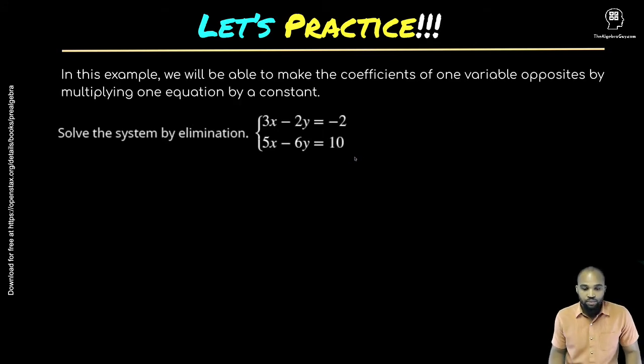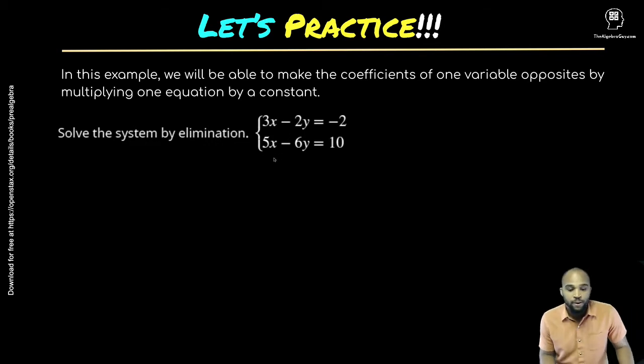There you go. In this example, we'll be able to make the coefficients on one variable opposites by multiplying an equation by a constant. So we can just multiply one equation by a number to get opposites this time. What should you multiply? And which equation will you multiply by?